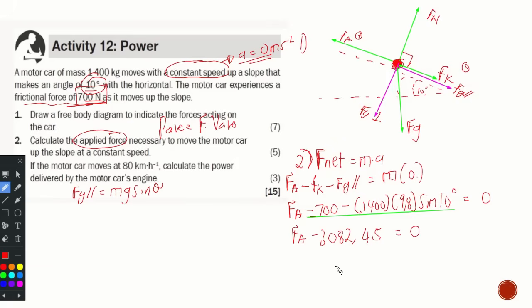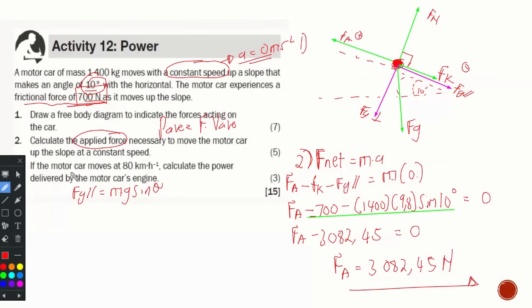So if we are looking for the force applied, then we just have to transpose it to the right-hand side. That becomes 3,082.45 newtons. And that is the magnitude of the applied force, right? Okay, so basically that's how we have that.